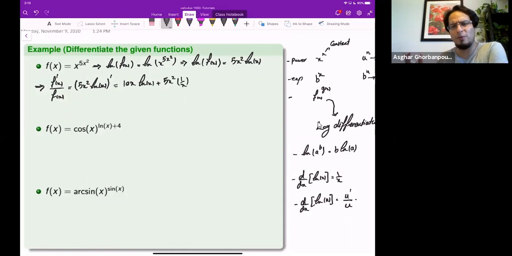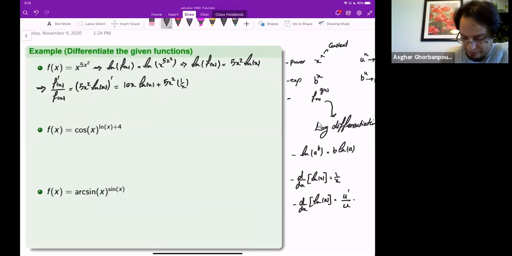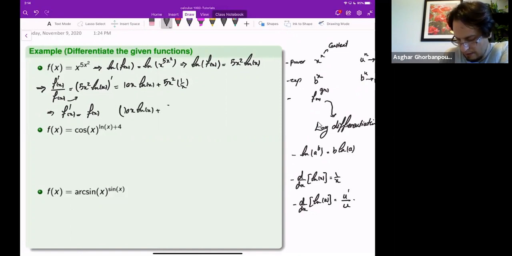Why did I do all this work? Because you see, f prime is now on the left-hand side. If I multiply f to the right-hand side, I'm done with the differentiation. Oh, 5x squared over x is just 5x. I can definitely write that.